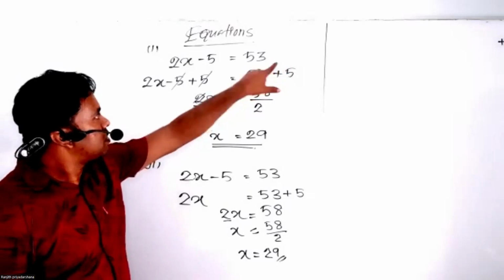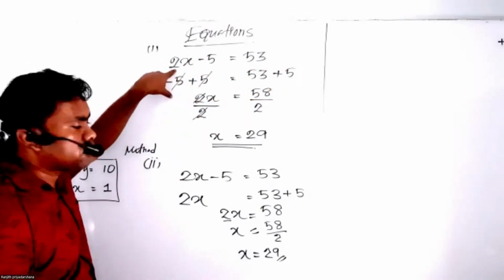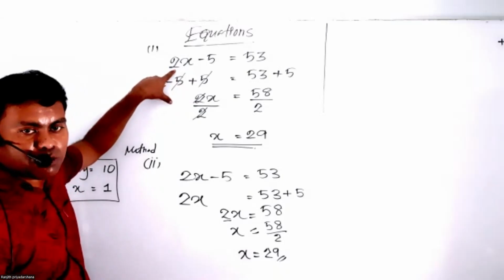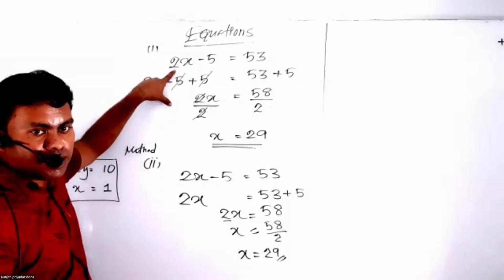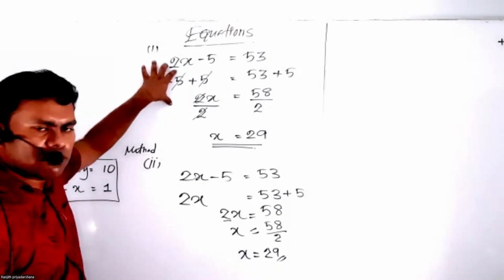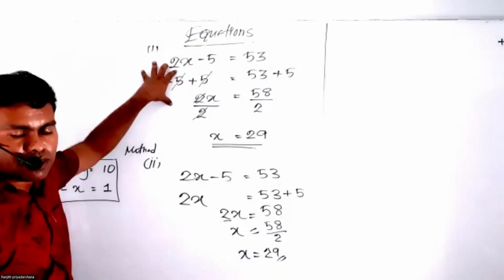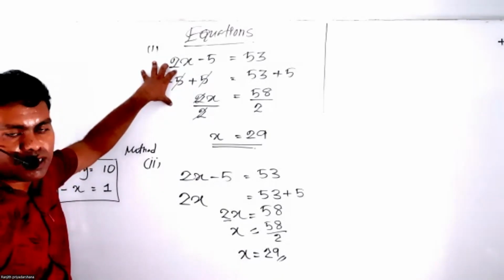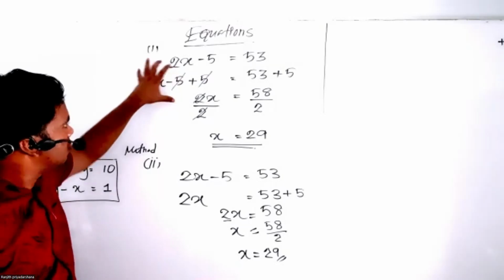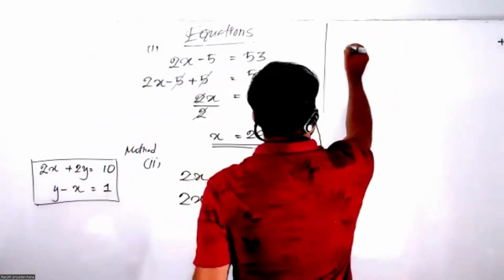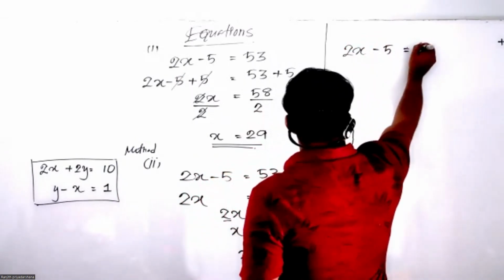So next method, you're going to remove this 2 first. Right? You're ready to learn that. Right? 2x subtraction 5 equals 53.